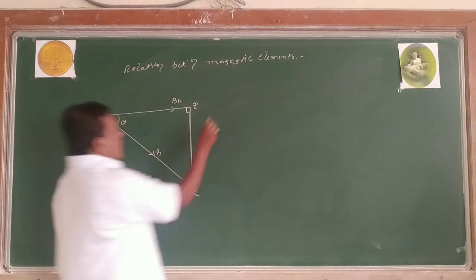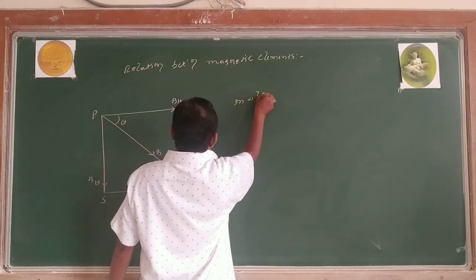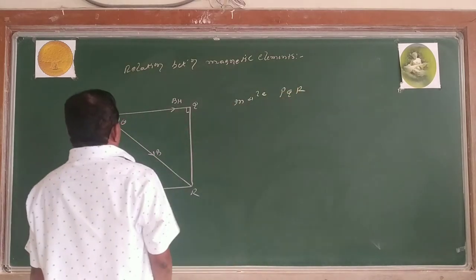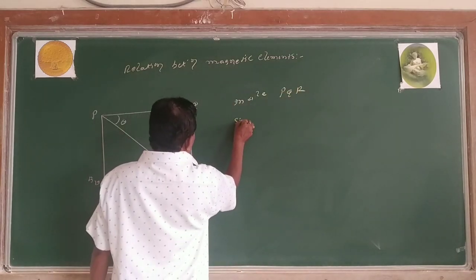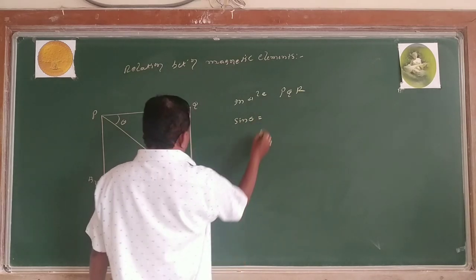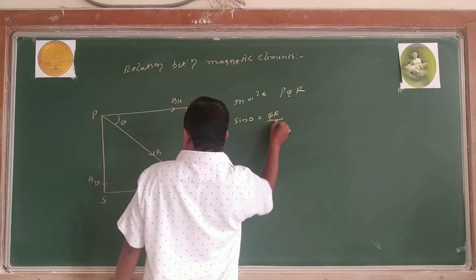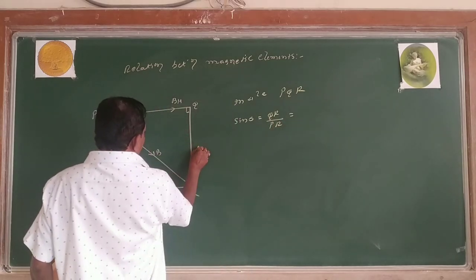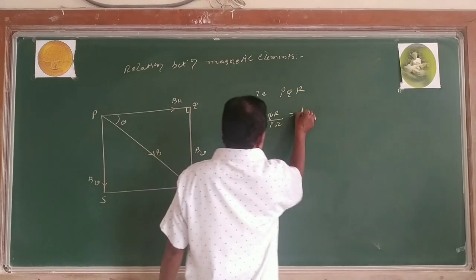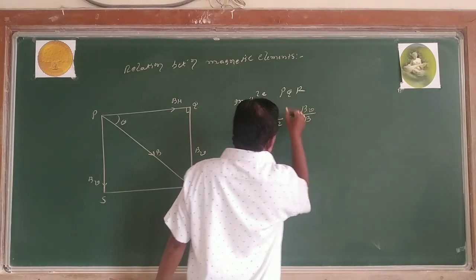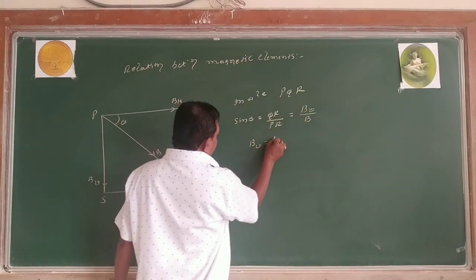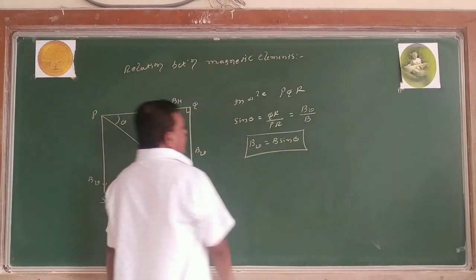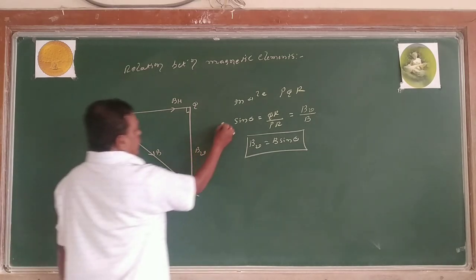In triangle PQR, shall I take sin theta? Sin theta equals opposite side QR over hypotenuse PR. So opposite sides are equal, this is also BV. Vertical component BV equals B sin theta. Right? This is first.